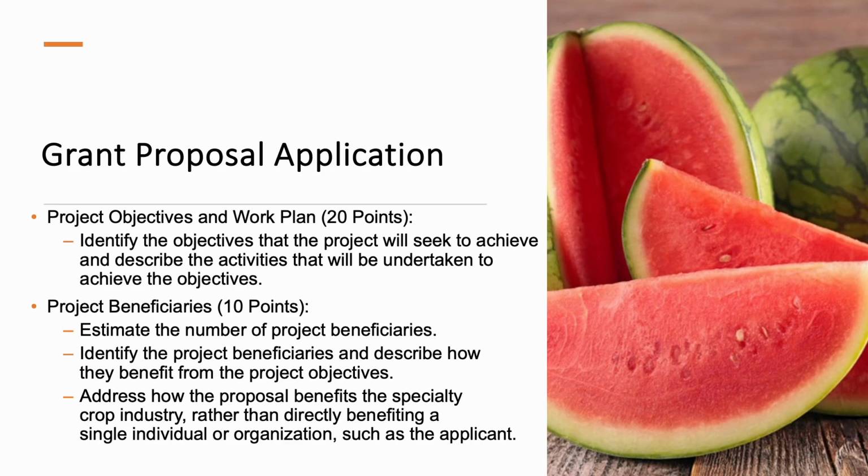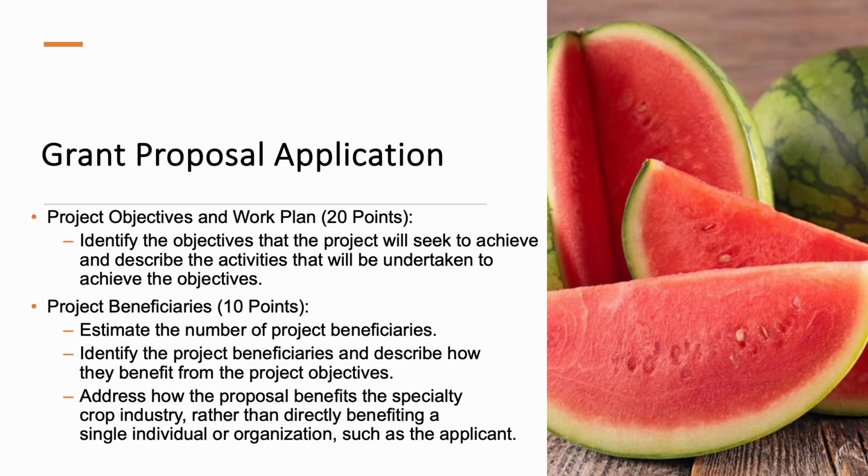The project objectives and work plan is worth 20 points. The project objectives and work plan is one of the grant proposal questions that will utilize a downloadable template. Within the template, you will enter the project start and end date, identify the objectives and activities of the project, and indicate who will perform each task and when each task will occur. We will go over this template and all of the grant proposal templates in separate presentations during today's webinar.